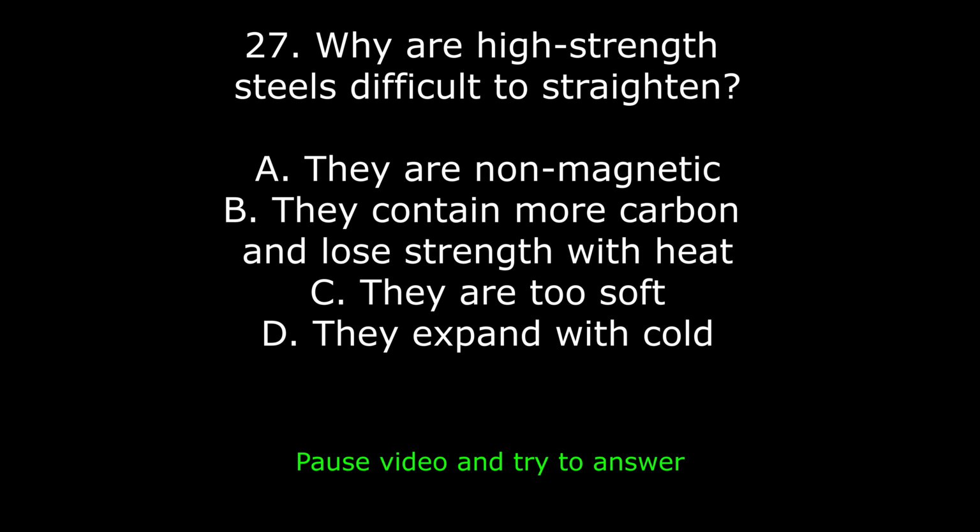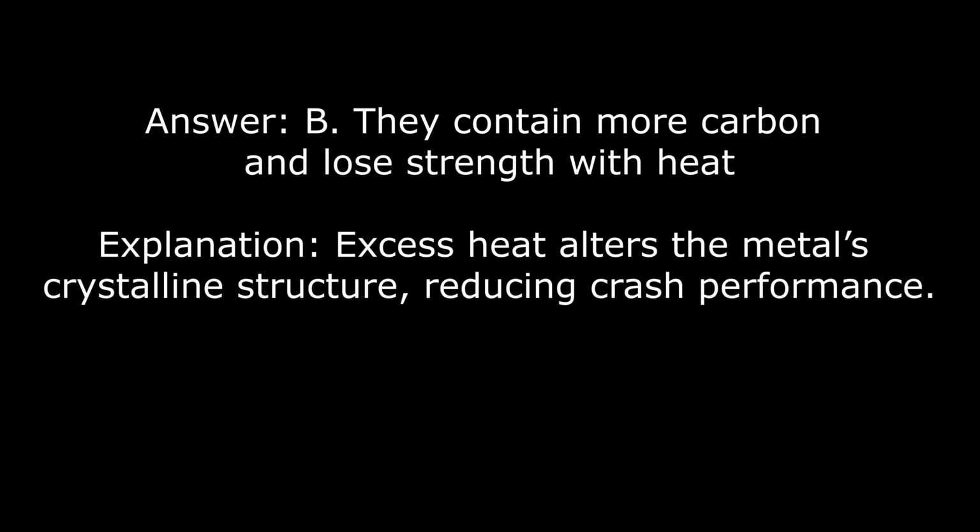27. Why are high-strength steels difficult to straighten? A. They are non-magnetic. B. They contain more carbon and lose strength with heat. C. They are too soft. D. They expand with cold. Answer: B. They contain more carbon and lose strength with heat. Explanation: excess heat alters the metal's crystalline structure, reducing crash performance.